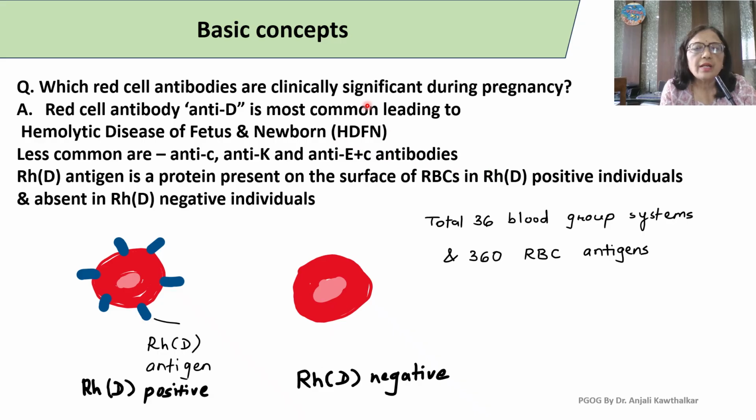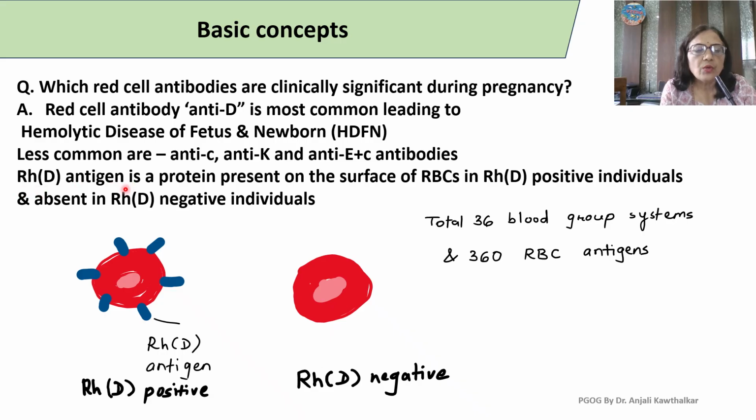Which red cell antibodies are clinically significant during pregnancy? Anti-D is the red cell antibody which is most commonly the one leading to hemolytic disease of fetus and newborn, HDFN. Previously, the old terminology for this hemolytic disease of fetus and newborn was erythroblastosis fetalis. And less common are, as we have already seen in the previous slide, anti-C, small c, anti-K, anti-E plus C antibodies.